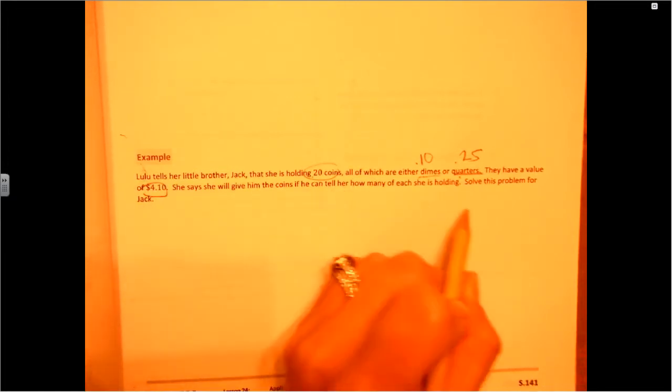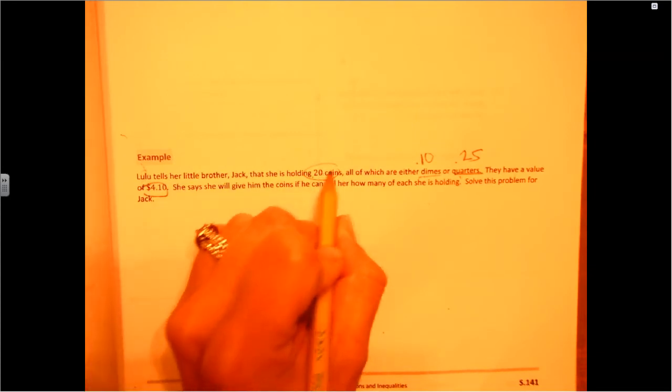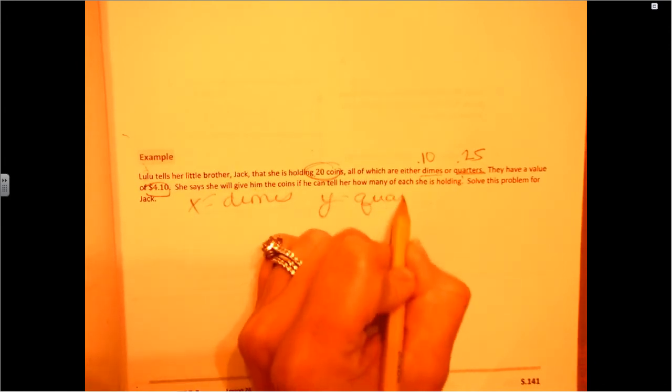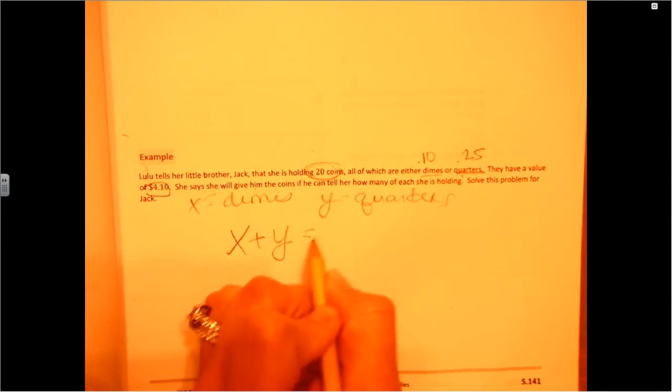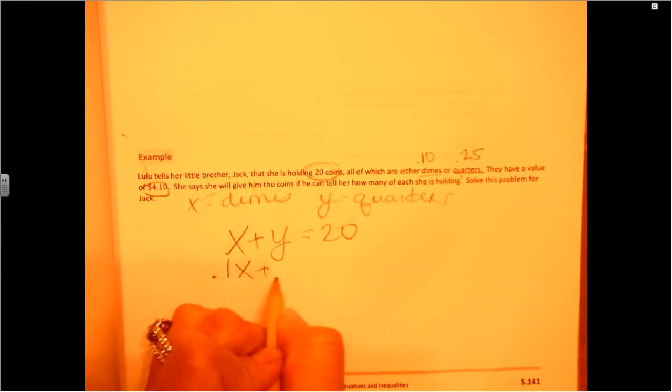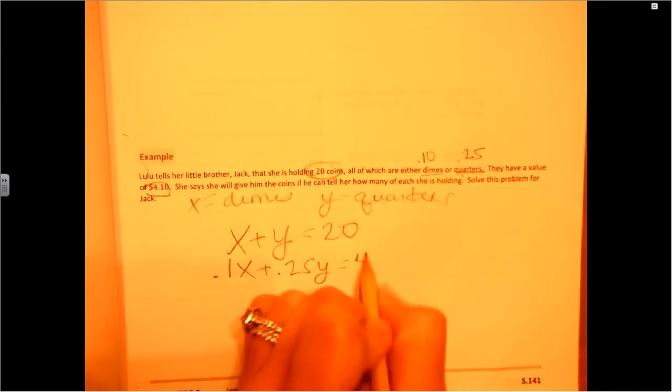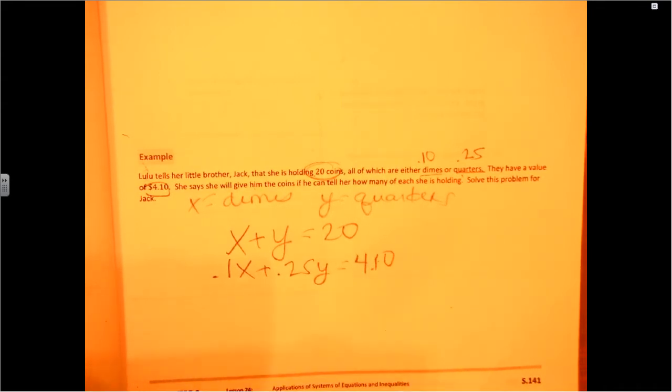Not keep going. All right, so she says she'll give him the coins if he can tell her how many of each she is holding. So I know the total, so let's say X is dimes, Y is quarters. I know the total of dimes and quarters is 20. I also know that it's 0.1 for the dimes, that's how much they are worth, and 0.25 or 25 cents for the quarters, and a total of $4.10.